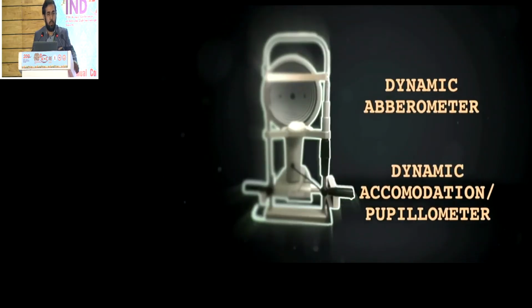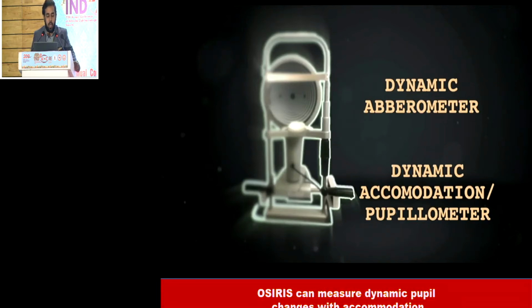The pupilographers assess the light response, but we have two types of response of the pupil. One is in response to the light and the other is in response to accommodation. If you have to find out how much the pupil is accommodating, then you will have to do a dynamic aberrometry or a dynamic accommodation study, which is given by Osiris-T.